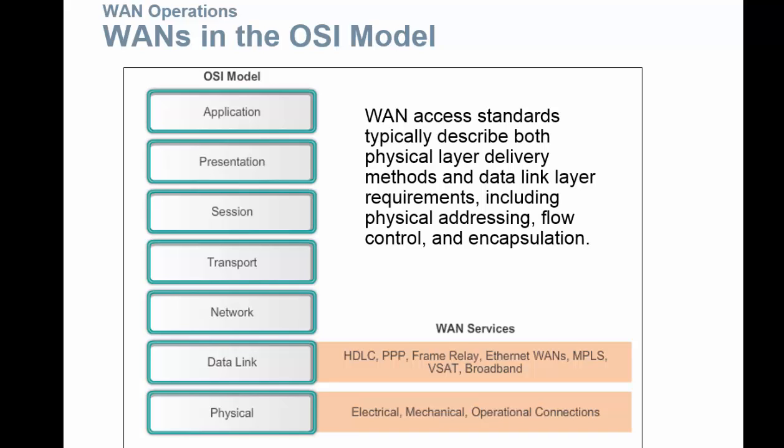WANs in the OSI model. We've not talked about the OSI model in the last chapter. Let's talk about it now. WAN access standards typically describe both physical layer delivery methods and data link layer requirements, including our physical addressing, the flow control, and encapsulation. So here at the data link layer, we have HDLC, PPP, frame relay, Ethernet WANs, MPLS, VSATs, and broadband. And then at the physical layer, it's the electrical, mechanical, and operational connections.